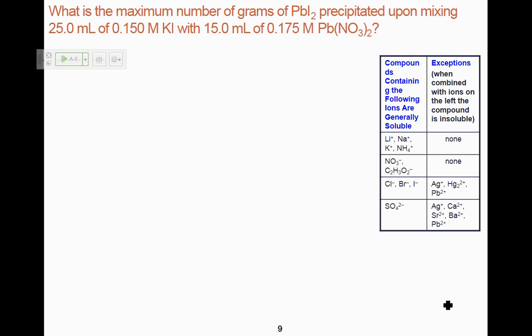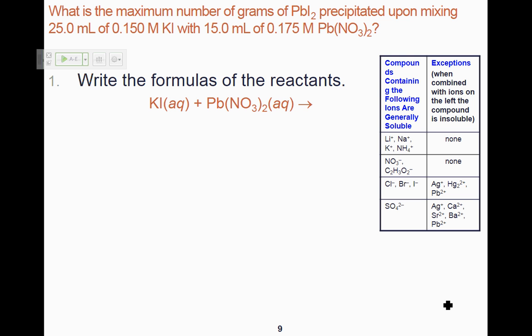So the first step in this is you want to draw your reaction, because you need that relationship between your KI and your Pb(NO3)2 and your product to determine your limiting reagent. You can't determine your limiting reagent if you don't know your reaction stoichiometry. Can't figure out your reaction stoichiometry until you write your balanced equation. So that's our first step, which is exactly what we were just going through.